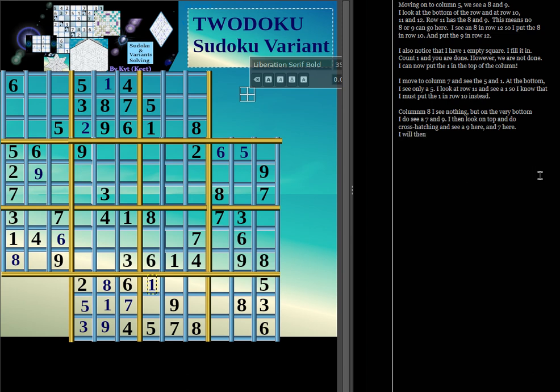I will then consider what other numbers are missing in row 3. It's missing a 3, 4, and 7.